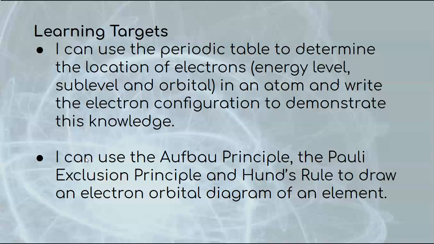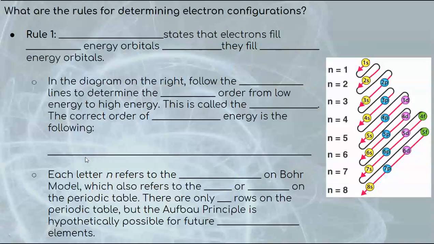The second learning target is: I can use the Aufbau Principle, the Pauli Exclusion Principle, and Hund's rule to draw an electron orbital diagram of an element. This video will go into all the details about each of these rules and how they apply to the electron orbital diagram. So let's take a look at the first rule. The first rule is called the Aufbau Principle.